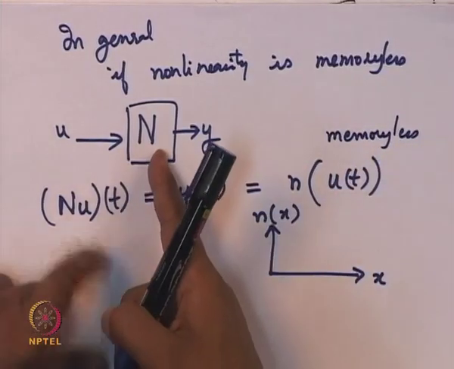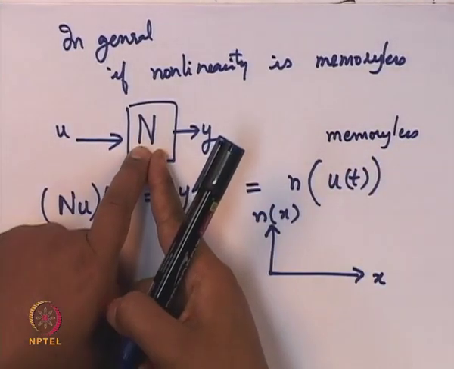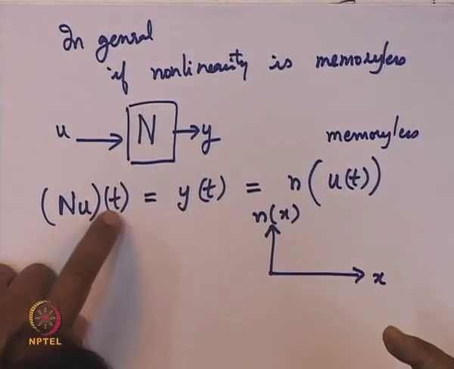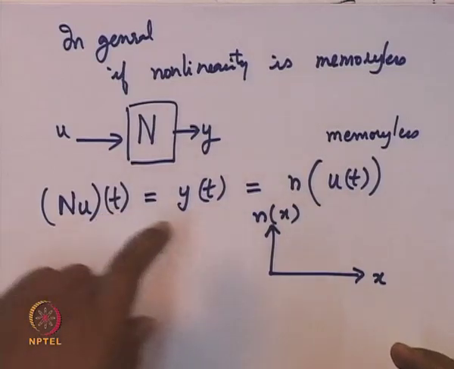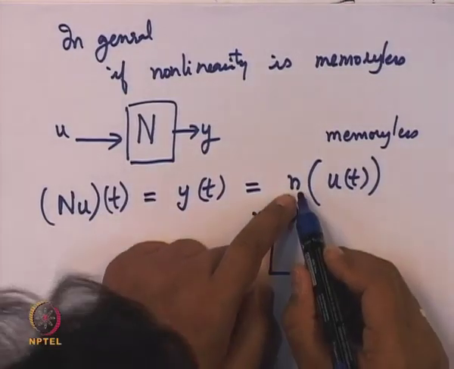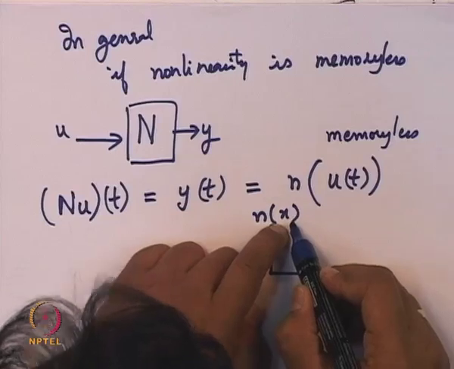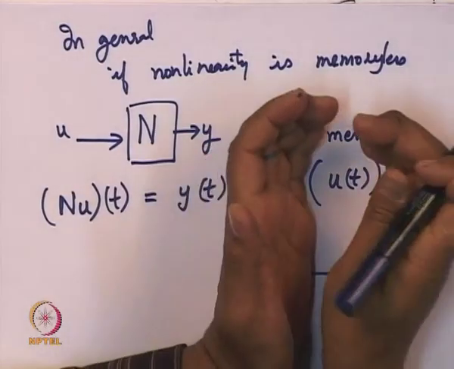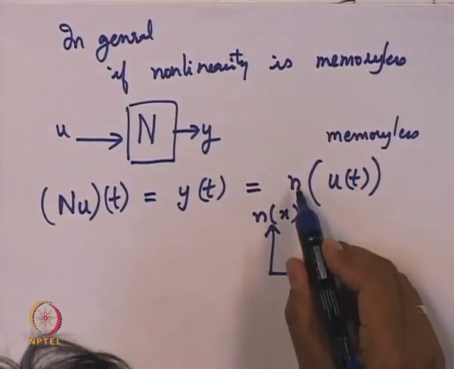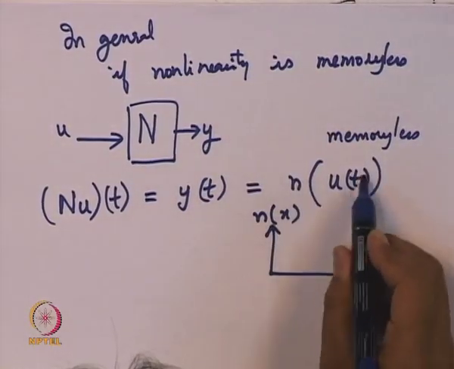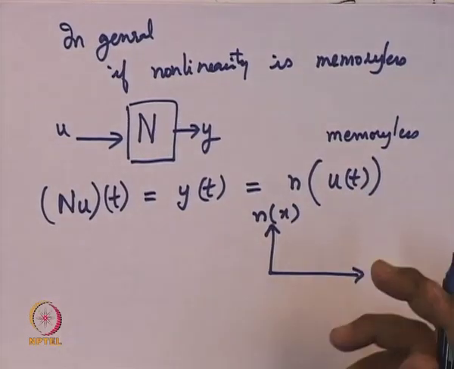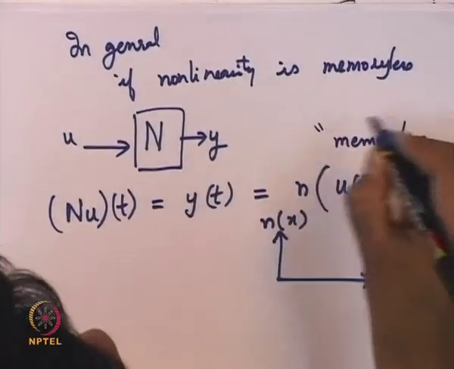You will call a nonlinearity n memoryless if the way the output, n of u, depends on time t can be associated to a fixed function n of x, where the output y of t is nothing but n of u of t. In that sense, n does not even know at which time instant this is happening. It just depends on the value of u at that time instant. This is the meaning of memoryless.